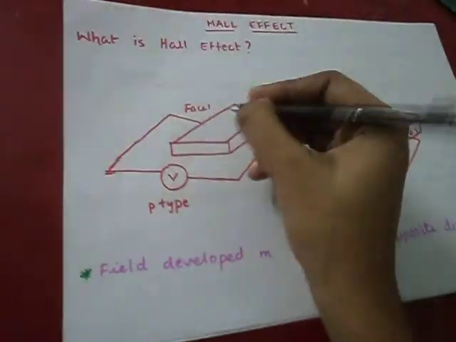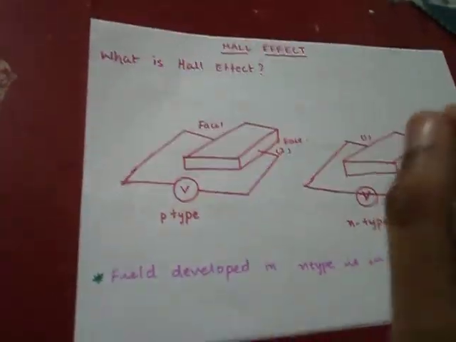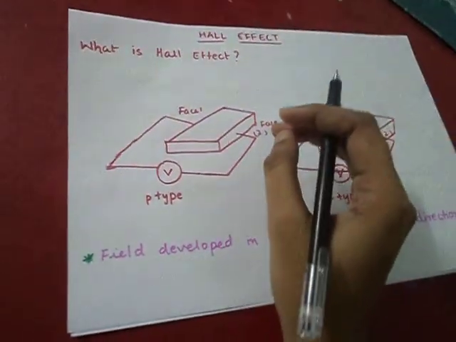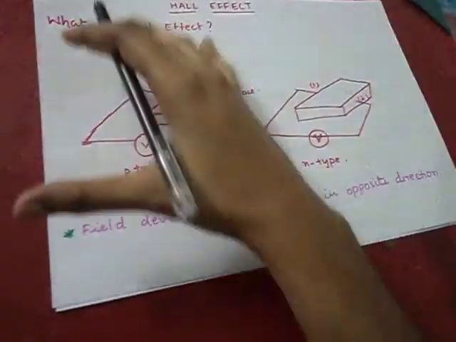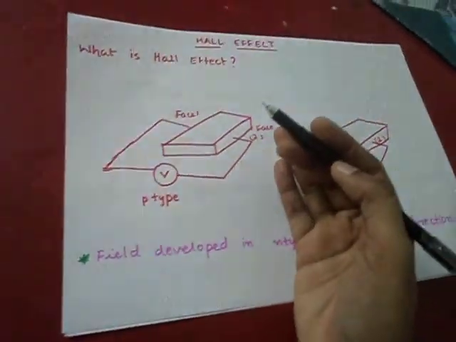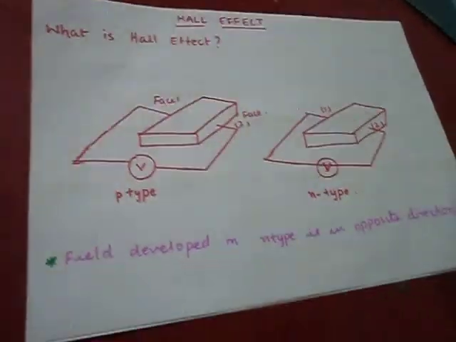field is produced inside the conductor, in a direction which is normal to both the current and the magnetic field applied. This phenomenon is known as the Hall effect, and the voltage generated due to the field is nothing but the Hall voltage.